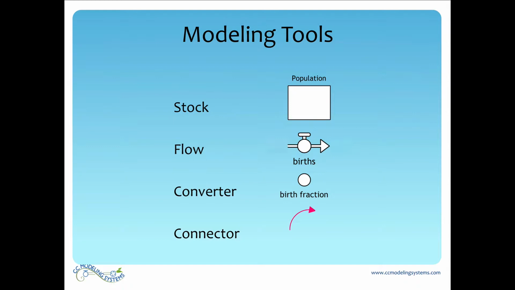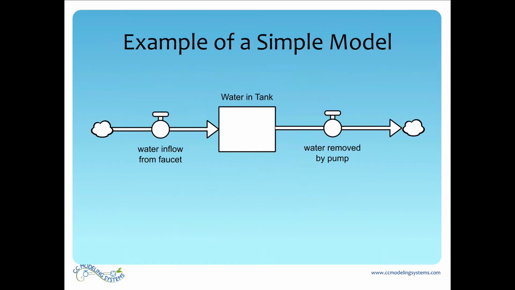There are only 4 icons. The rectangle icon is called a stock. It is the main variable in the system whose value we want to track over time. Its value increases or decreases over time. The flow is drawn with the arrowhead either pointing toward or away from the stock. If the arrowhead is pointing toward the stock, it increases the stock value, as births would increase a population stock. If the arrowhead is drawn away from the stock, it decreases the stock value as deaths would do to a population. Converters and connectors will be explained in context shortly.